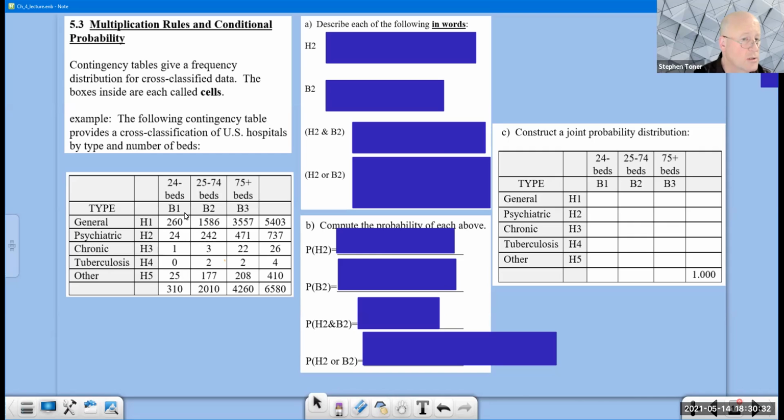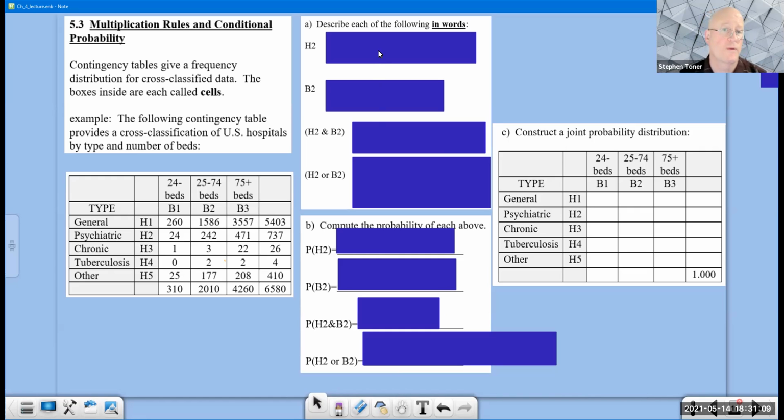Each column total is the total number of hospitals with that number of beds. And each row total is the total number of hospitals with those designations. And in the bottom right corner, you can see that 6,580 hospitals were identified here. Now, in this next example, parts A and B, we are first going to describe events in words, just as we had done before, and then move on to computing probabilities.